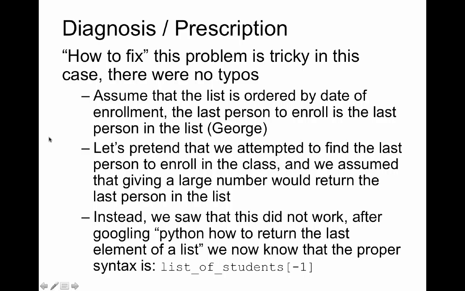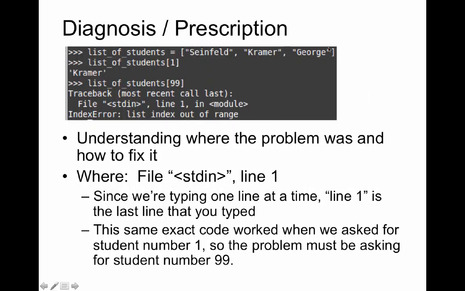Let's just say that we assume that the order of the list is in the order that the students enrolled in the class. So the last person to enroll in this class was named George, because Seinfeld, we're saying, was the first student to enroll in the class, Kramer, we're saying, was the second student, and George was the third student.